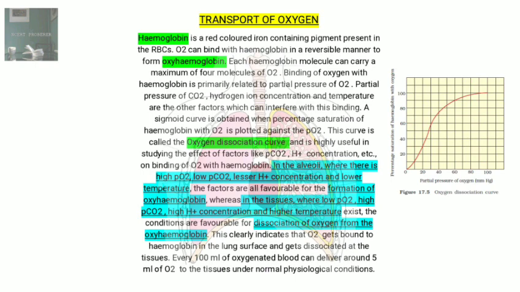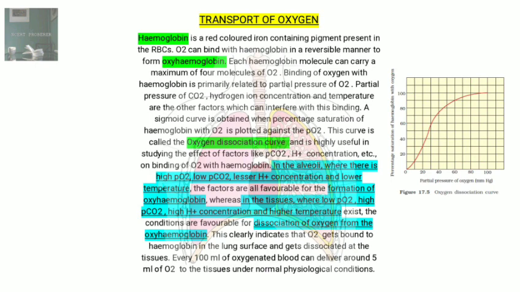Partial pressure of CO2, hydrogen ion concentration and temperature are the other factors which can interfere with this binding. A sigmoid curve is obtained when percentage saturation of hemoglobin with O2 is plotted against the PO2. This curve is called the oxygen dissociation curve and is highly useful in studying the effect of factors like PCO2, H+ concentration, etc., on binding of O2 with hemoglobin.